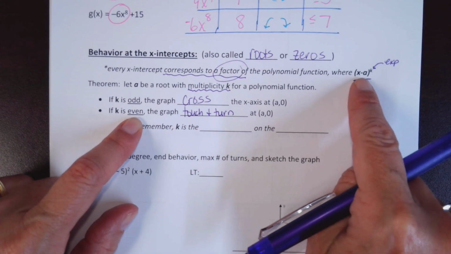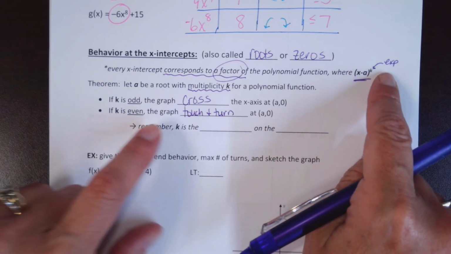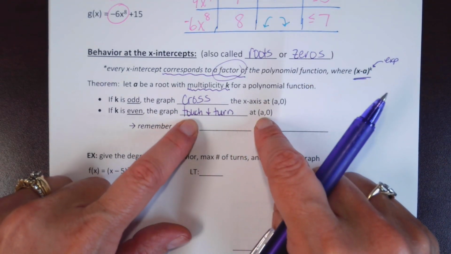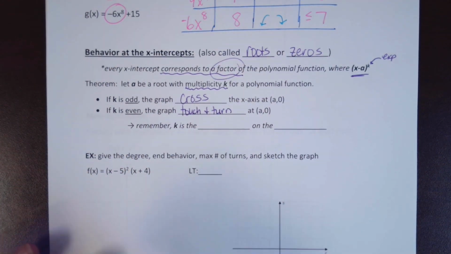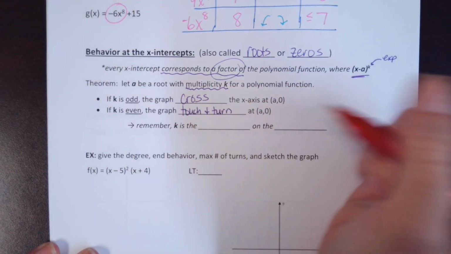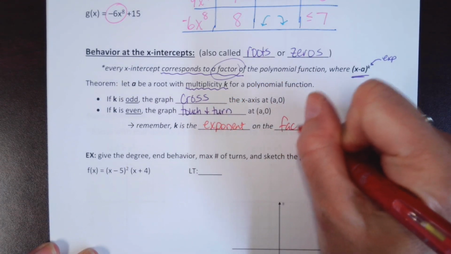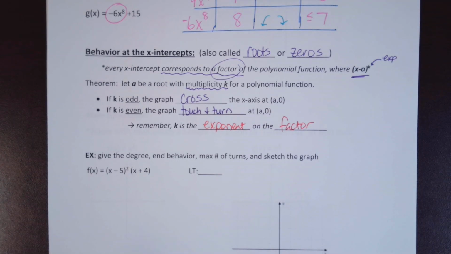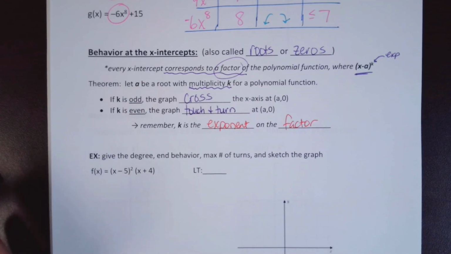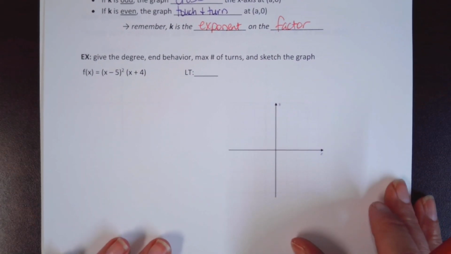So where I have a factor x minus a, where a is my x-intercept value, with multiplicity k: if that exponent is even, it touches and turns. If it's odd, it crosses. Remember, k is the exponent on the factor, which means I have to be able to look at my factors to know behavior at the intercepts, to know what those multiplicities would be. All right, let's put all this together and see what we've got.